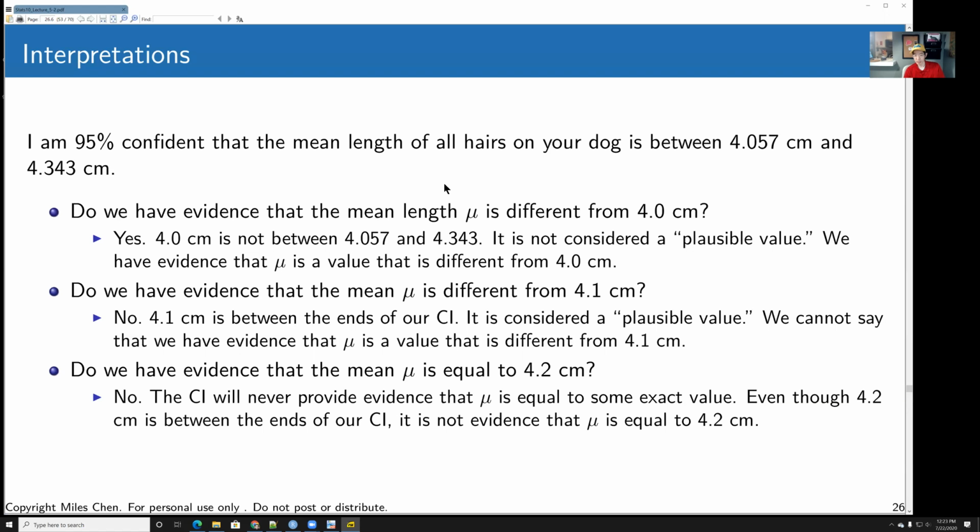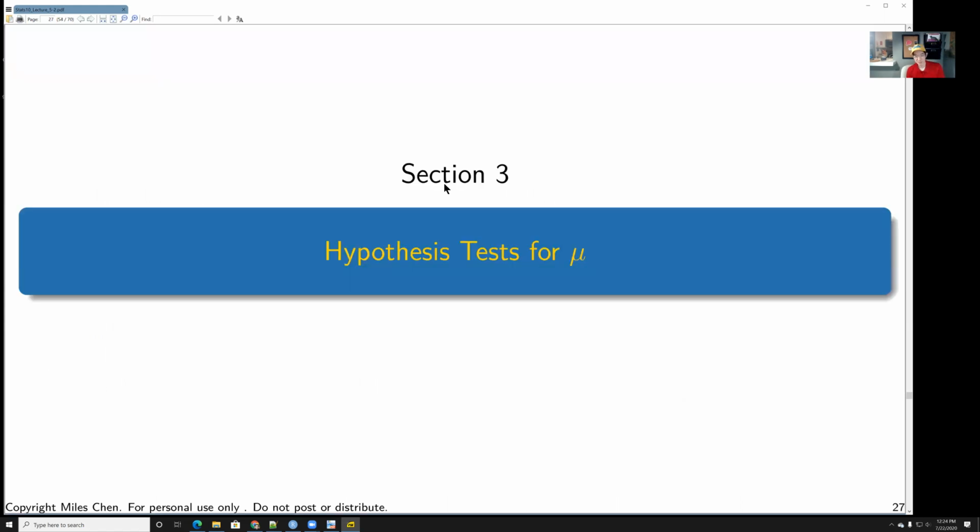Is that all right? We're feeling good about this? I know I went through this very quickly, but I'm hoping that because we had already seen confidence intervals for proportions, we feel good about confidence intervals for means. Okay. All right.